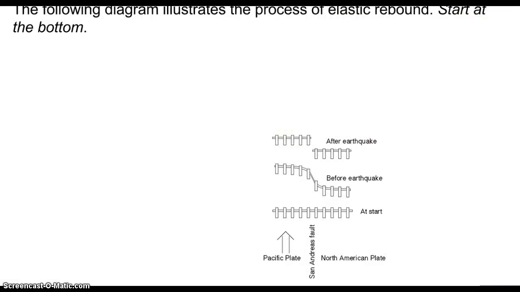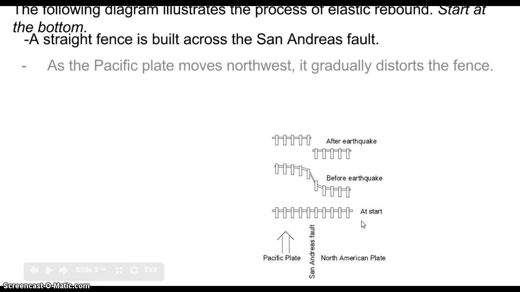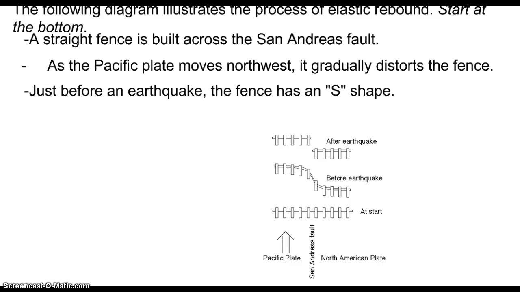This diagram shows the process of elastic rebound. So we're going to look starting at the bottom. Here's the Pacific Plate. There's the North American Plate. There's the San Andreas Fault. This is what this fence looked like when the farmer built it in the 1900s. As the Pacific Plate started to move northwest, it distorted the fence. And then just before the earthquake, the fence had that S shape that you can see here.